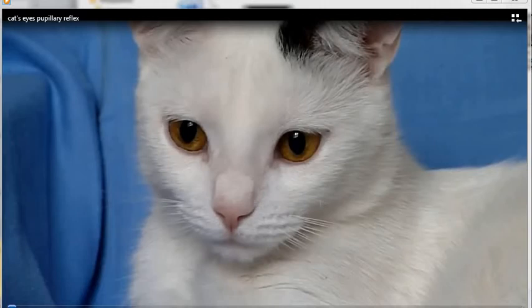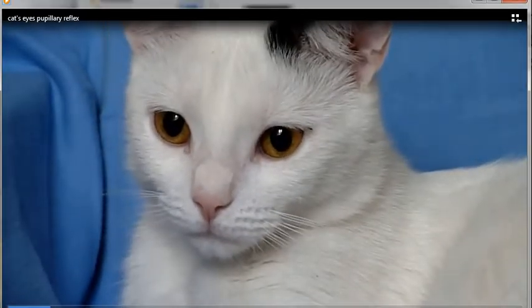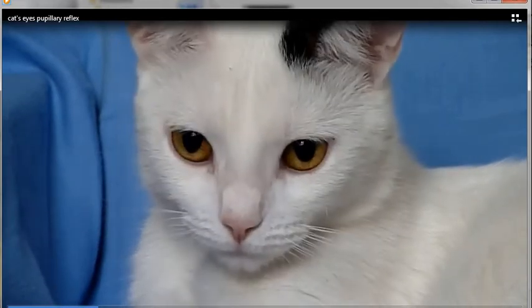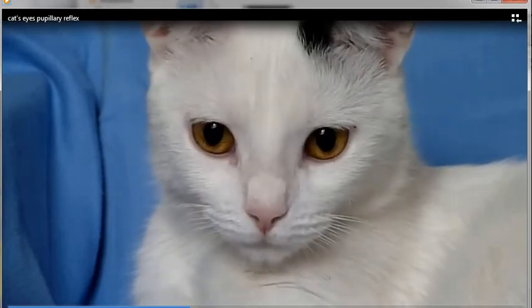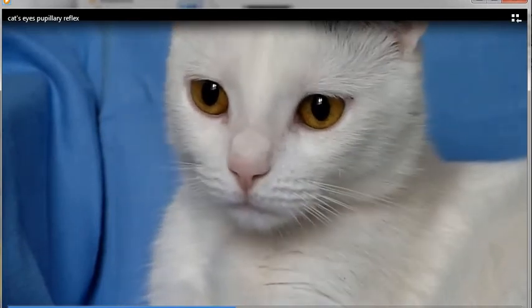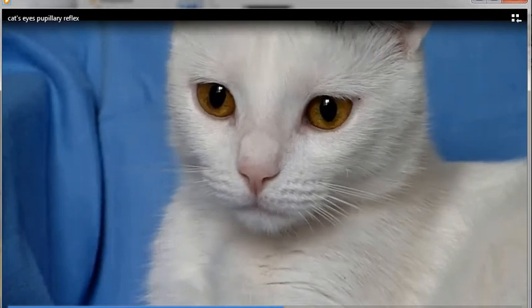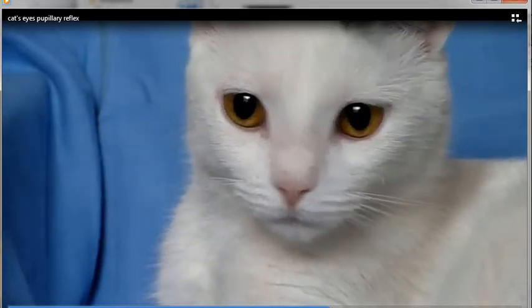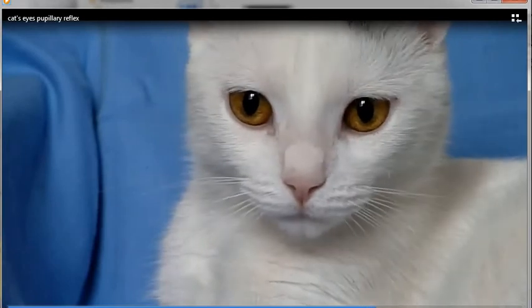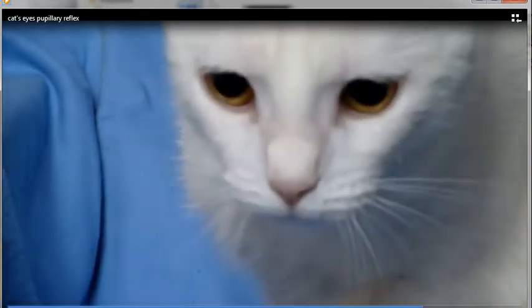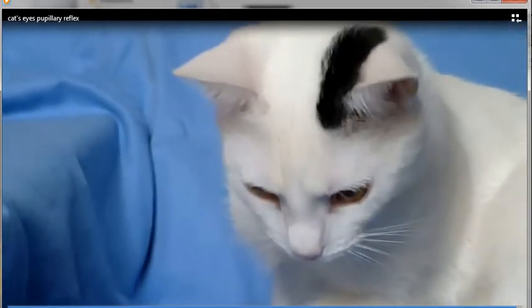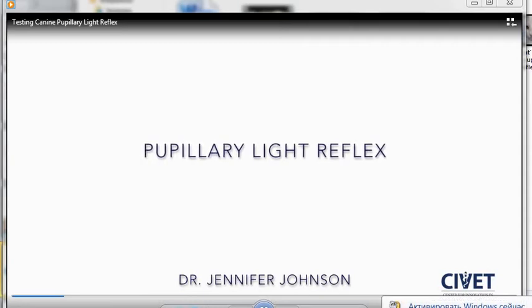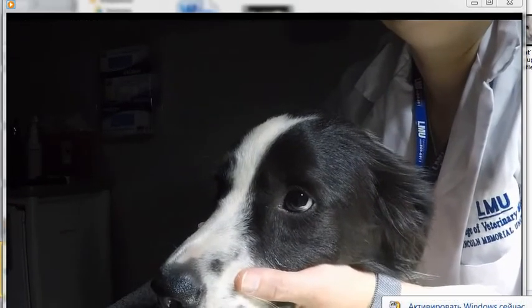Here we see the reaction of the eye of a cat, and let's start without any light, just the work of the sympathetic and parasympathetic nervous system, adrenaline and acetylcholine. And here with the light, and for a dog.